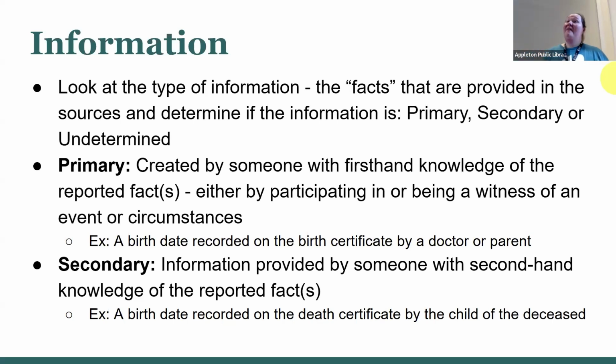Secondary information is going to be provided by somebody with secondhand knowledge of that fact. So maybe that birth date is recorded on a death certificate by the child of the deceased. Well, you as the child of your mom, you might know that date, but you weren't at her birth because that's not possible. You can't be at your mom's birth. You're not born yet. But you have secondhand knowledge because maybe your mom told you when her birthday was, or her parents told you when she was born. So that's secondary knowledge.